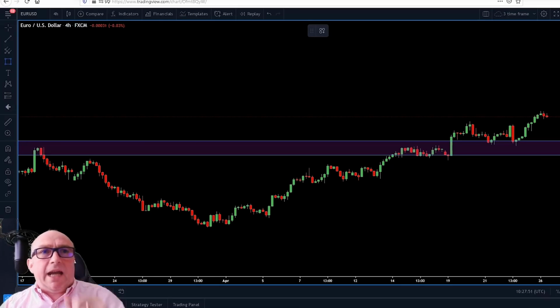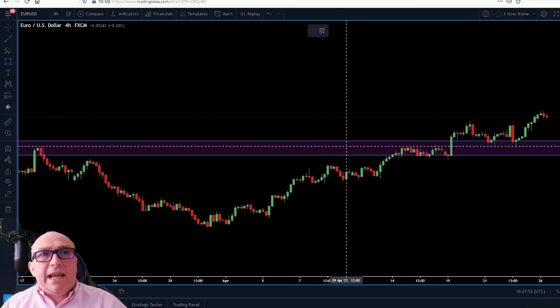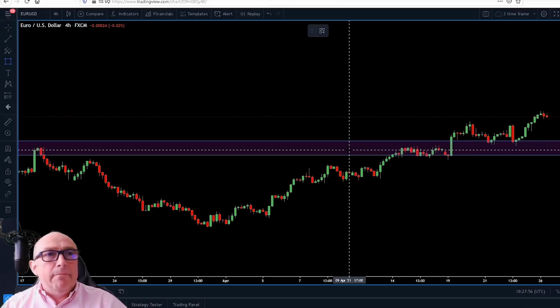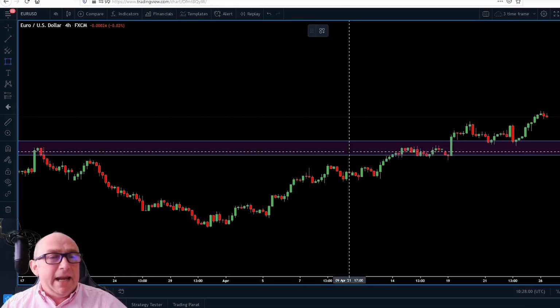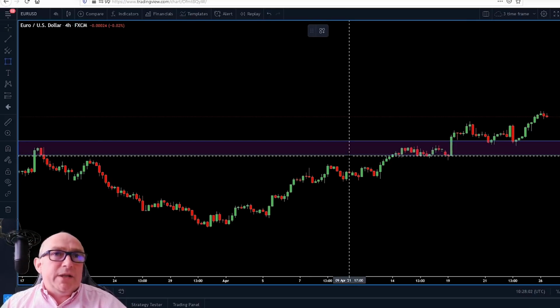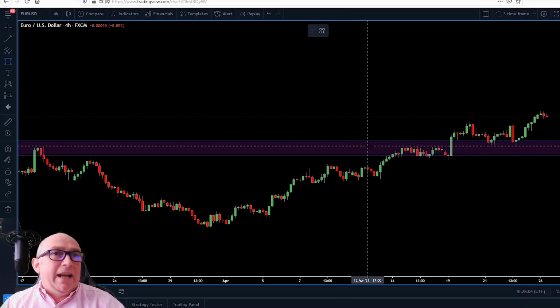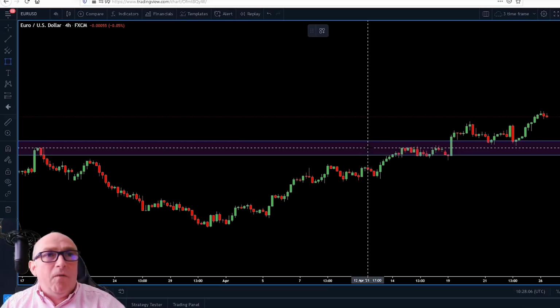Okay, so let's have a quick look at the charts. This is the euro against the US dollar. And you see now, as I said a moment ago on the big screen, that the euro has been far outperforming the US dollar. The dollar has been trading lower. Now we've broken out of this key level of resistance.